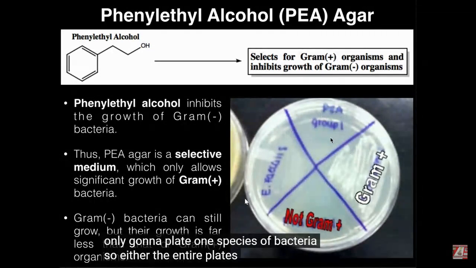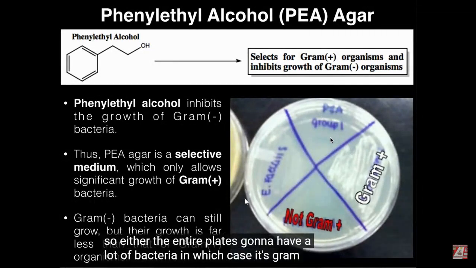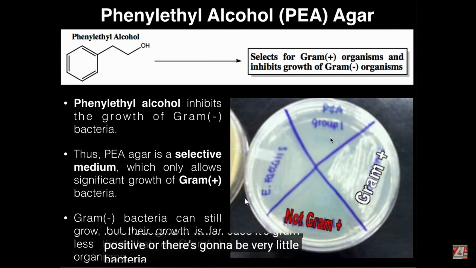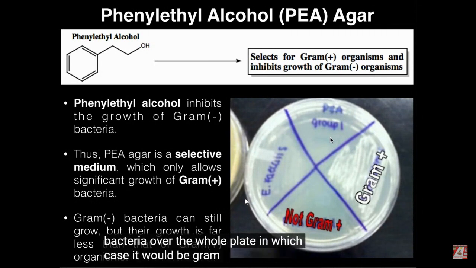So either the entire plate's going to have a lot of bacteria, in which case it's gram-positive, or there's going to be very little bacteria over the whole plate, in which case it would be gram-negative.